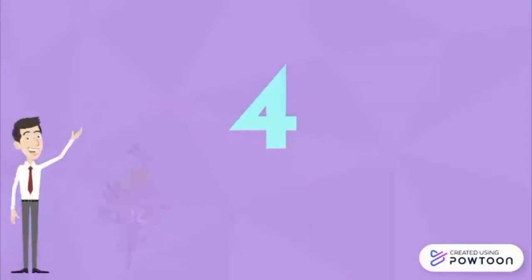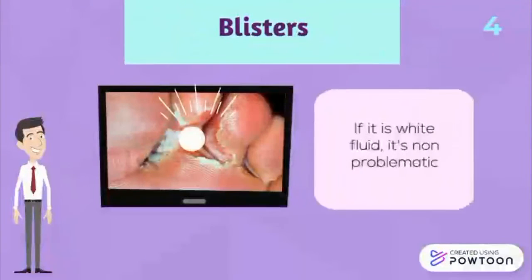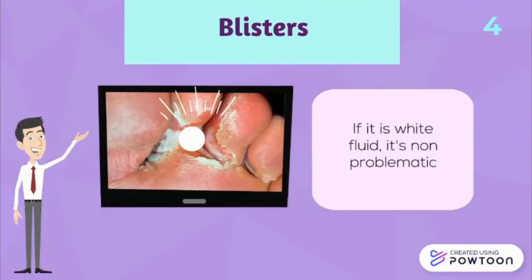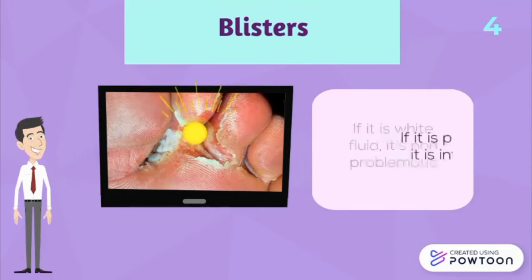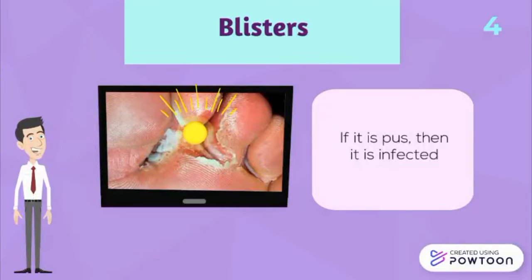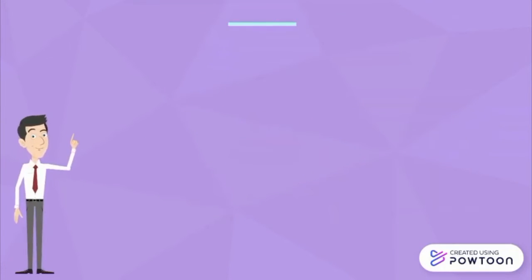Fourth is the presence of blisters. Usually, if it is only white fluid, it is non-problematic as it is in an early stage but needs to be treated. But if it turns into yellow pus, it is a sign of infection as it is considered a severe case already. Now, the last one is the irritation.